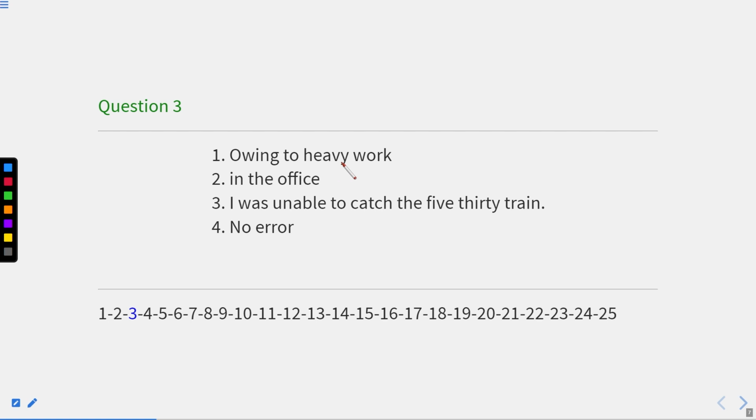Owing to heavy work in the office, I was unable to catch the 5:30 train. 5:30 train means train at 5:30. Okay. Now it is written owing to heavy work in the office. Now here we are talking about a place, that is office.